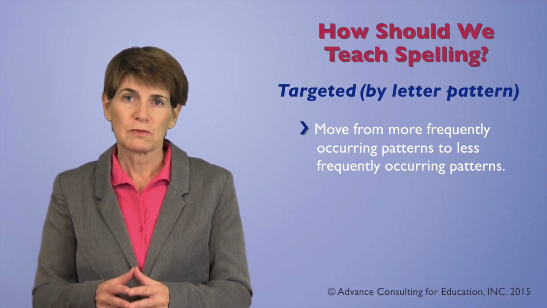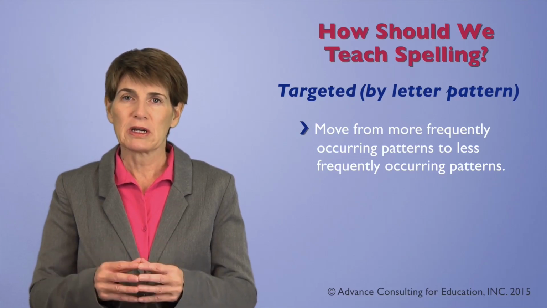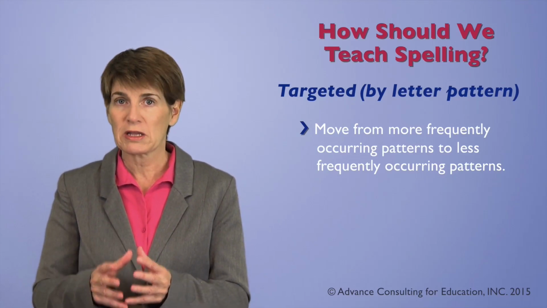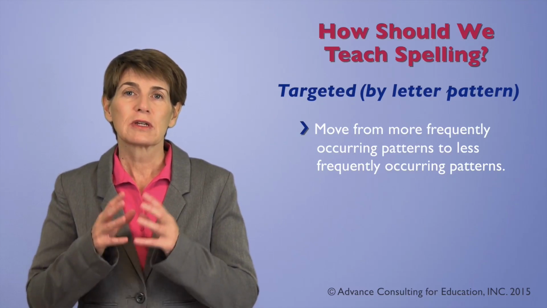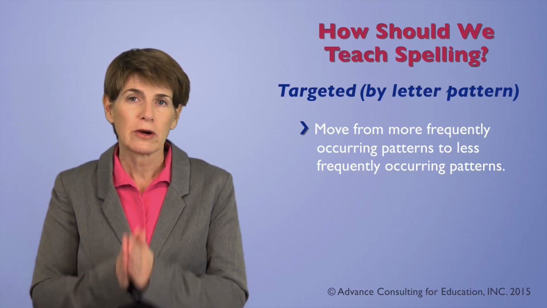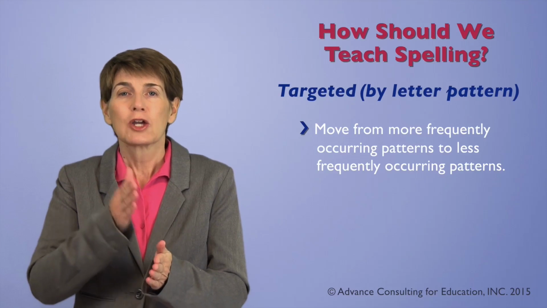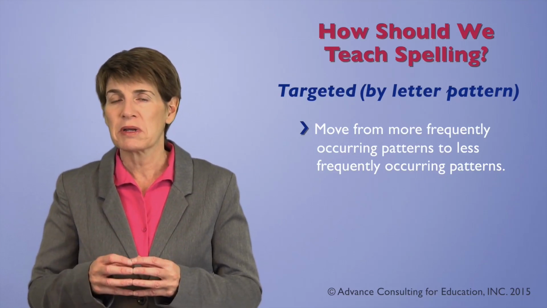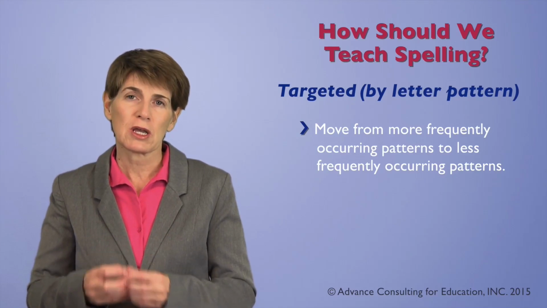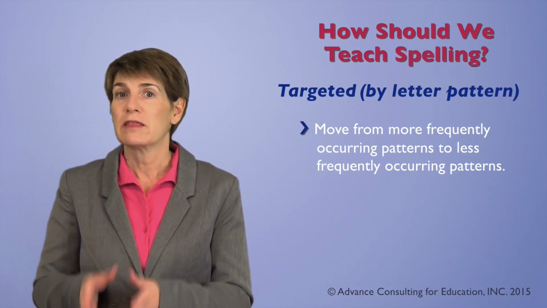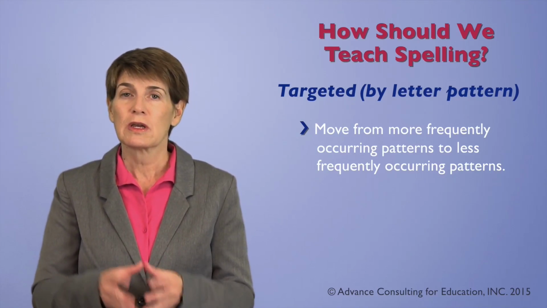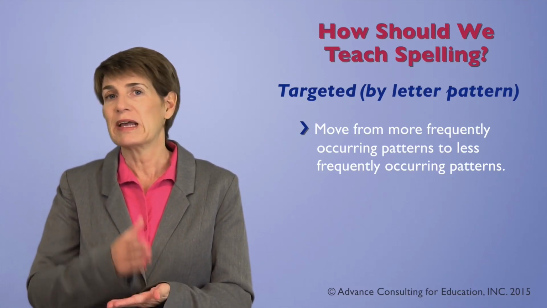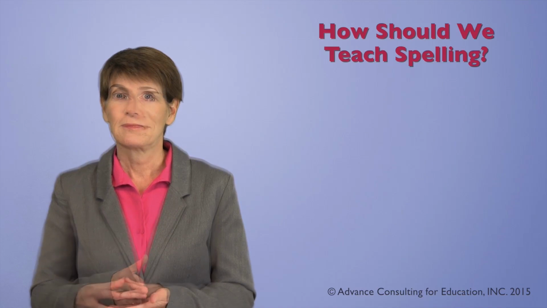Why is this a good approach? It's a good approach because it starts to bring a little bit of order to spelling in English. It starts to get students to understand that there are patterns and there are co-occurring combinations of letters, and if they know these combinations, they have a much better chance of spelling accurately than if they don't know these combinations. So this is an approach that I really recommend, targeted by letter combination.